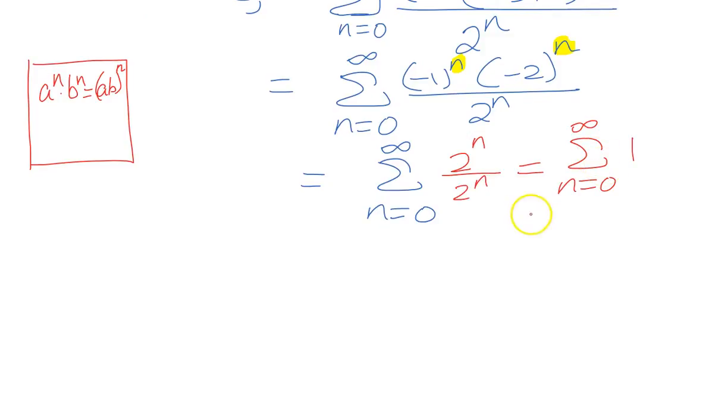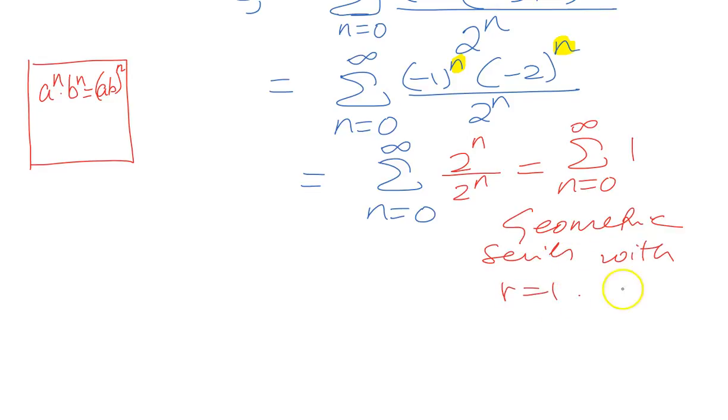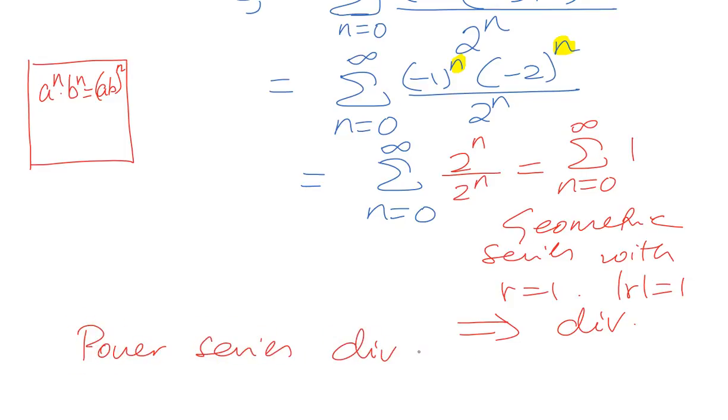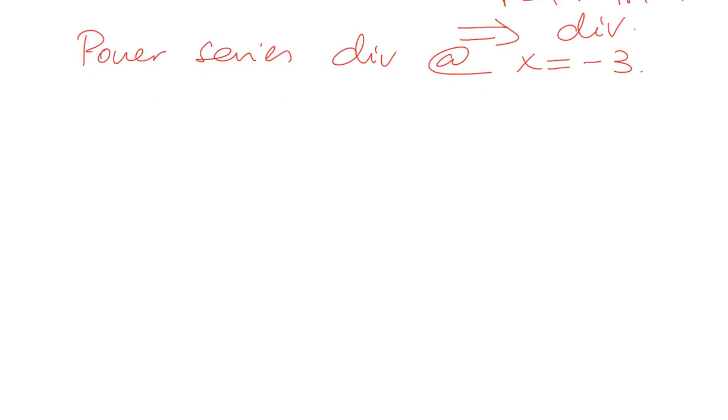Isn't that a geometric series? So this is a geometric series with r equal to 1. Absolute value of r is 1. That implies it's divergent, right? Alright, so the power series diverges at x equals negative 3. Now go ahead and check the right-hand endpoint. The right-hand endpoint is when x is 1.